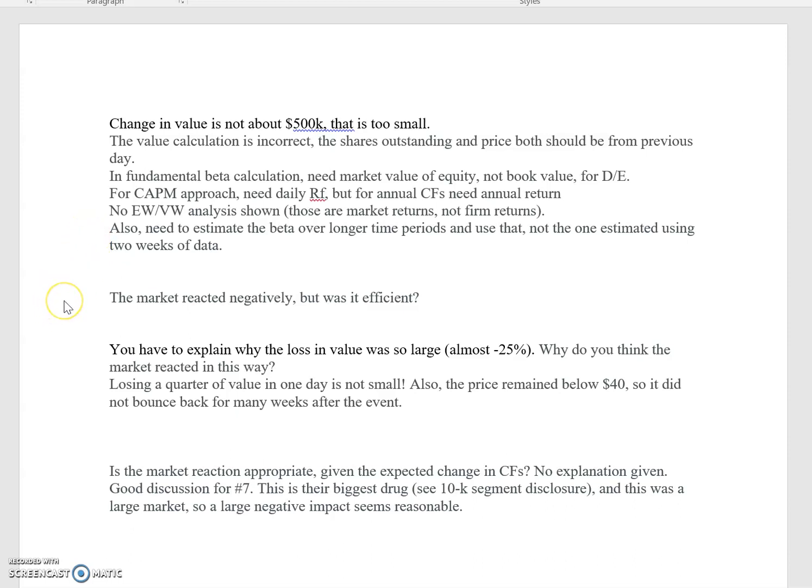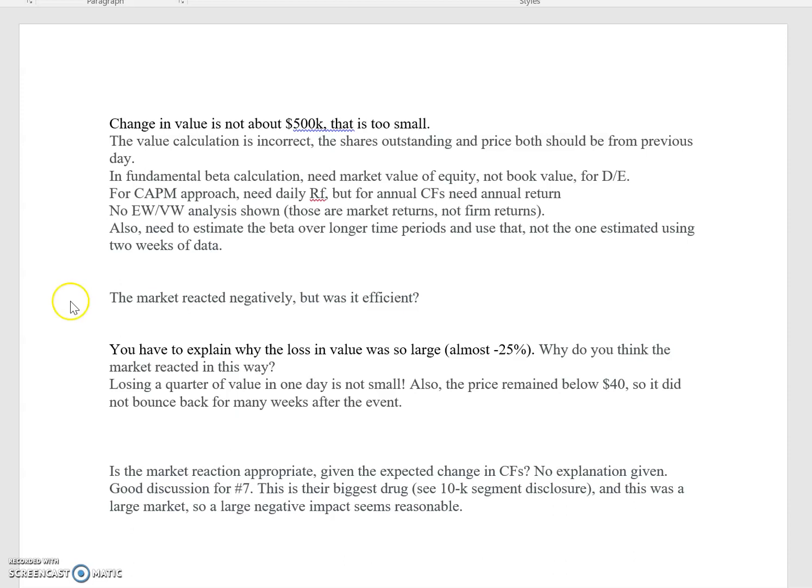Now this was a question which was I think common for many submissions. So the question is, we know the market reacted negatively, but was it efficient? So how do we know if the market reaction is efficient or not? Well, in an efficient market, the complete information should be incorporated on the announcement. So if the complete valuation consequence of the announcement is incorporated into prices, then there should be no abnormal returns either before or after. Okay, and so the abnormal return was 0, so that's how we know it was efficient.